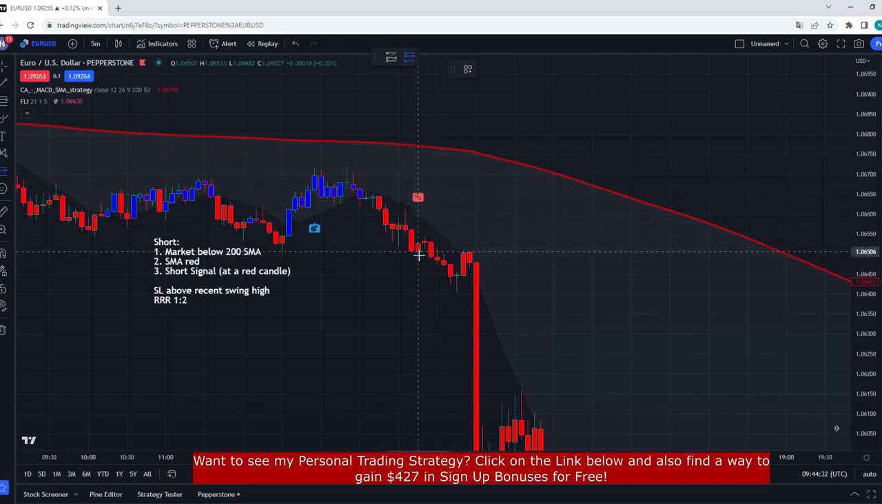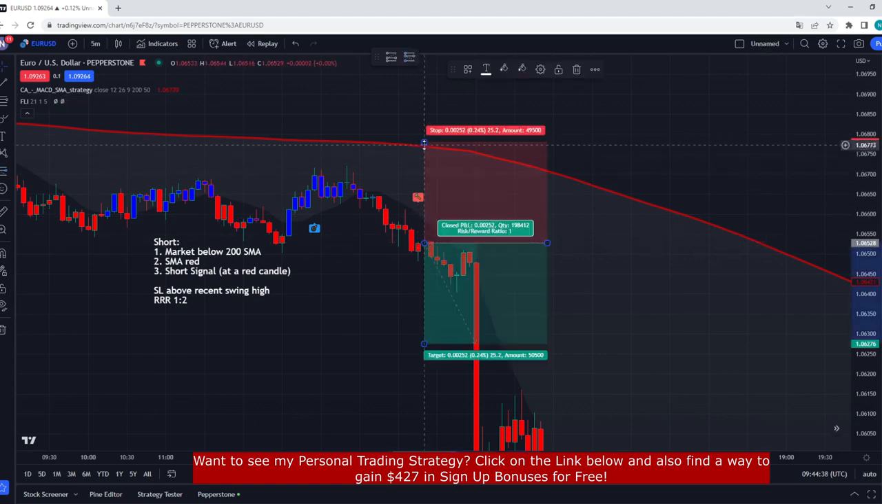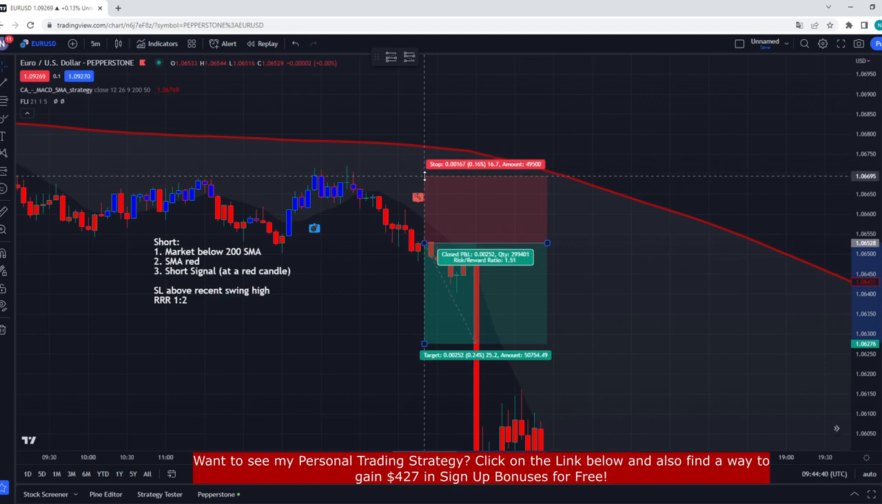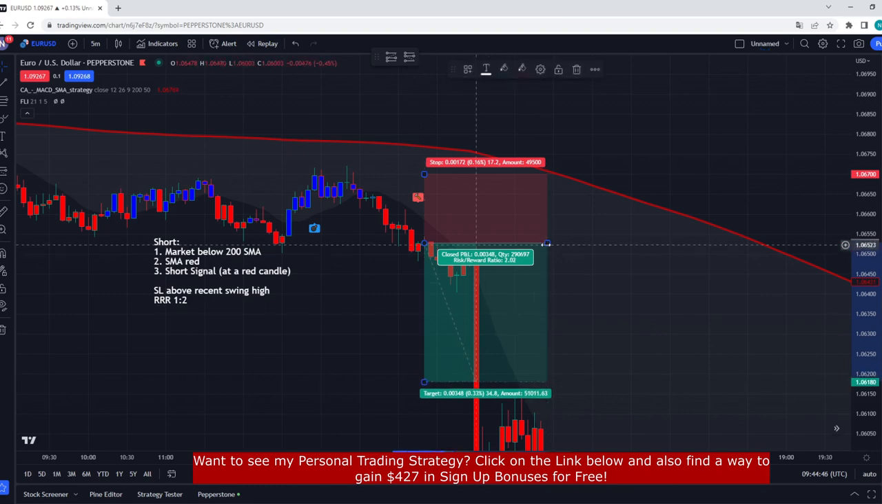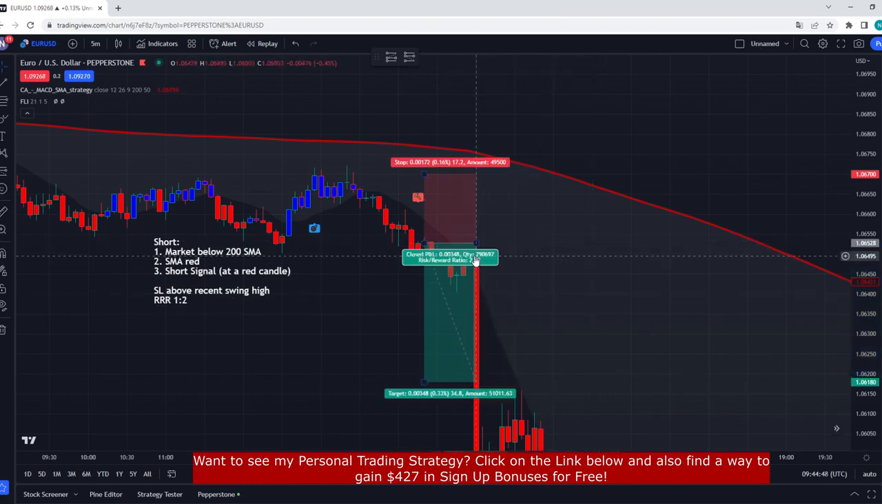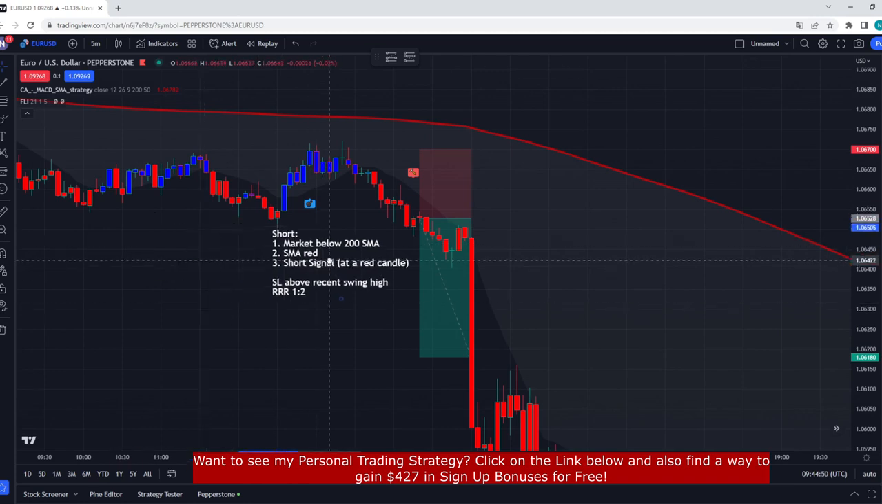The entry signal is at a red candle. So when this candle is closing, at the next candle, we are good to enter our trade. We put a stop loss at the recent swing high right over here at a risk-reward ratio of 2, and here we hit the target of our trade. So these are the rules of a short trade. As you can see, the rules are pretty straightforward.